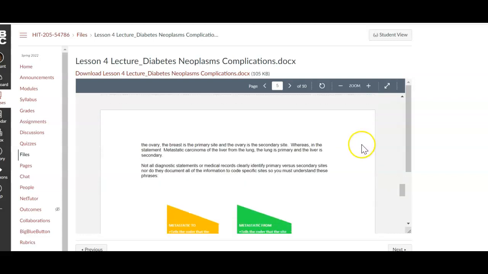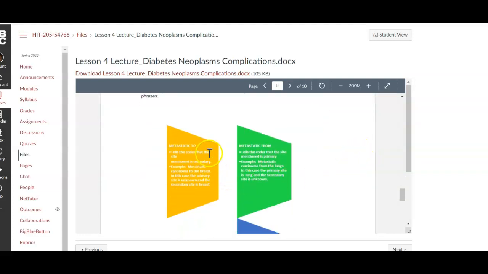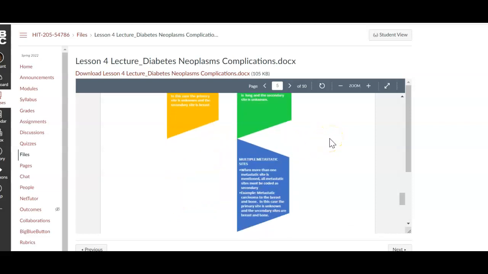And the biggest thing here is you are looking for metastatic to. So if they say liver cancer metastatic to the lung, that means it started in the liver, spread to the lung. Note the keywords here, to and from. Okay. Sometimes you have multiple sites. When there is metastatic site mention, all the metastatic sites must be coded as secondary. So again, you can have more than one secondary site.